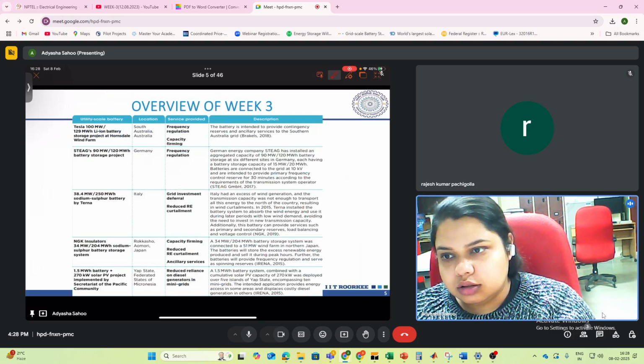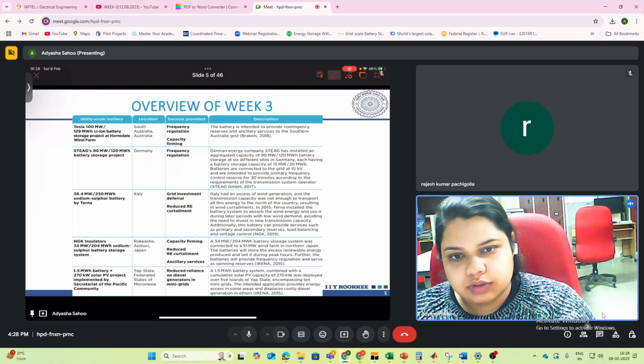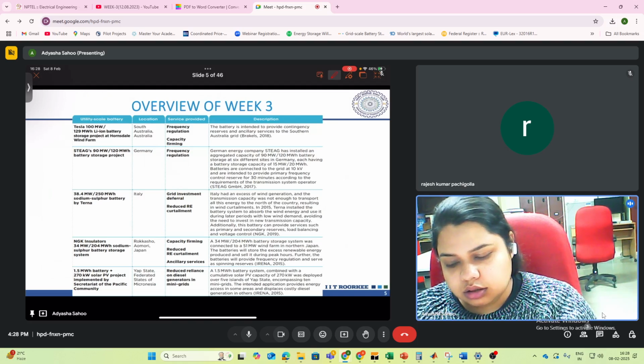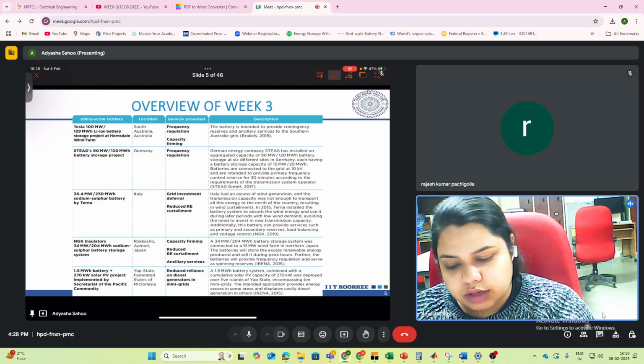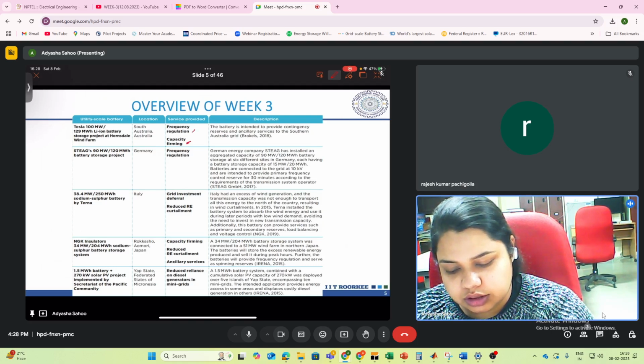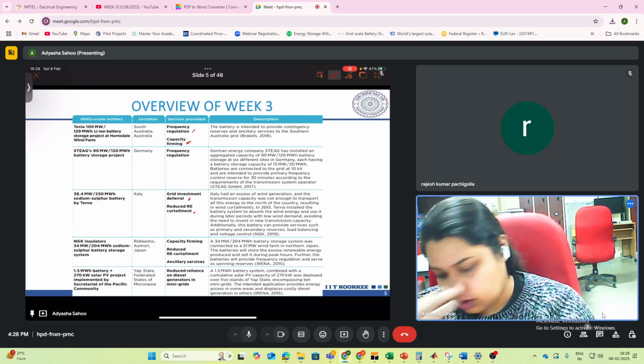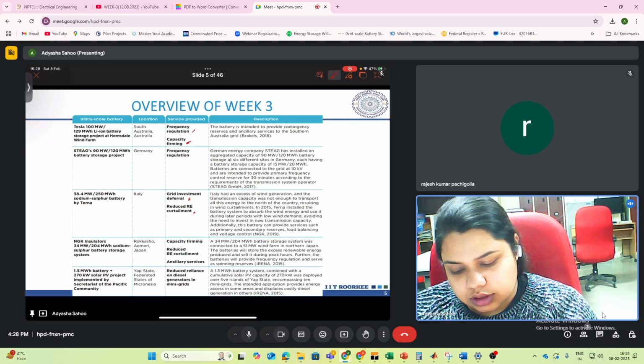Then another application-based batteries we will see here. Basically, the battery installed by Tesla of 100 megawatt capacity at South Australia, which is providing frequency regulation and capacity firming. Similarly at Germany for frequency regulation, at Italy for grid investment deferral and reduced renewable curtailment, then at Japan for ancillary service and renewable curtailment, and similarly at Micronesia, this is basically for your islanded grids.